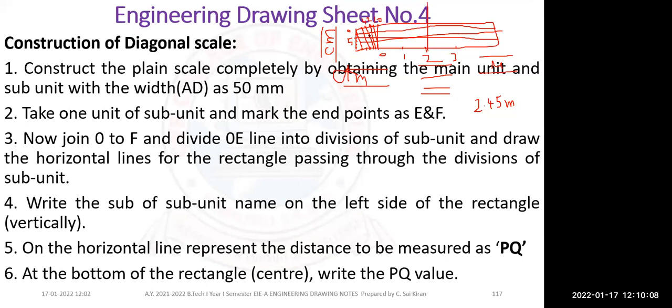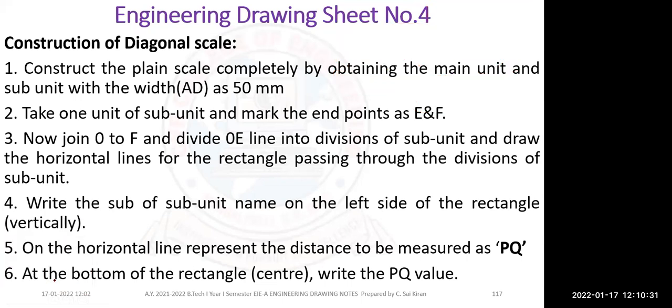So I will be highlighting this line. Here I have to mark the letter as P, and here I have to mark the letter as Q. At the bottom, one more line I will be writing here, PQ equal to 2.45 meters. I'll solve the problem, then you'll understand it.